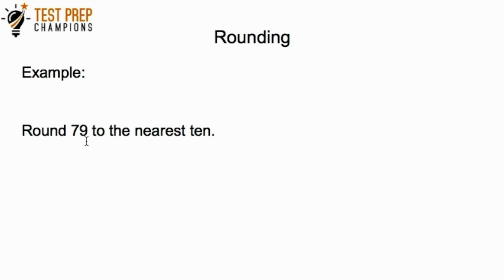So in this case, what we're going to do is we're going to go back to our 7, and we're going to bump it up by 1. So we're going to take this 7, we're going to bump it up to 8, and we're going to turn this 9 into a 0. All right, so the answer is 80.